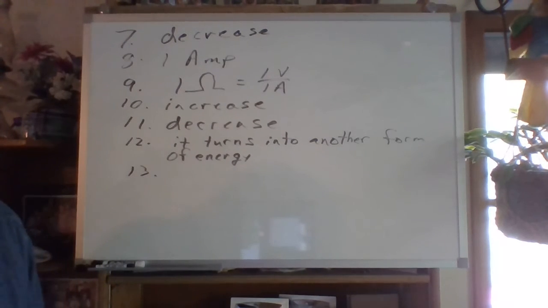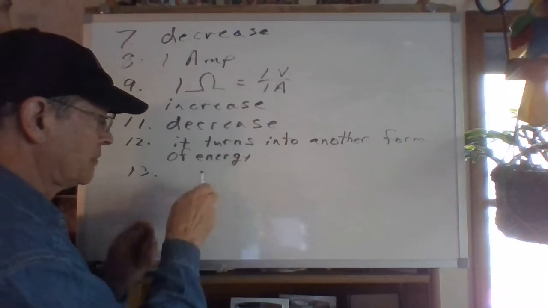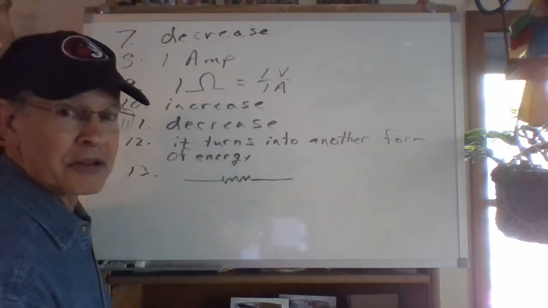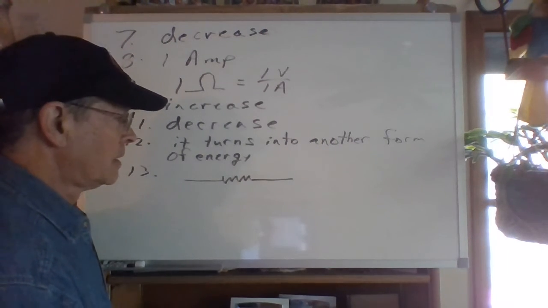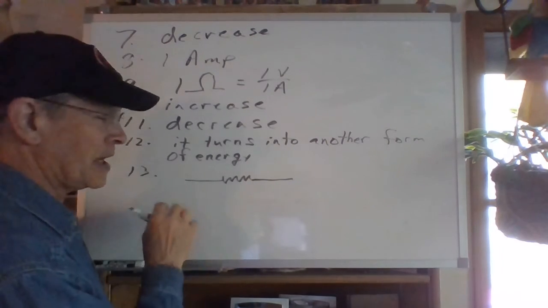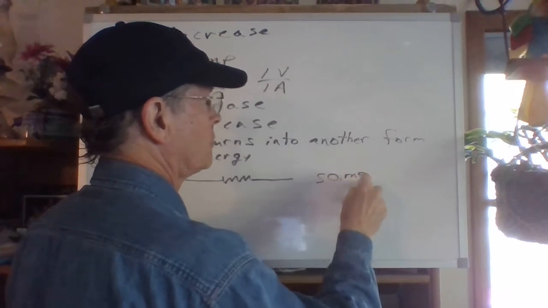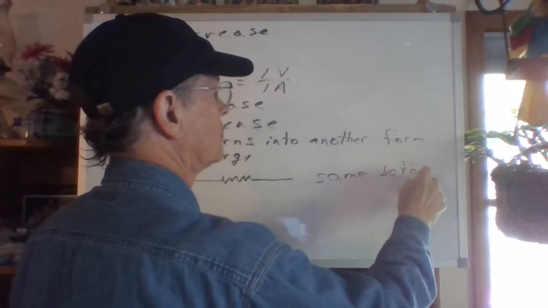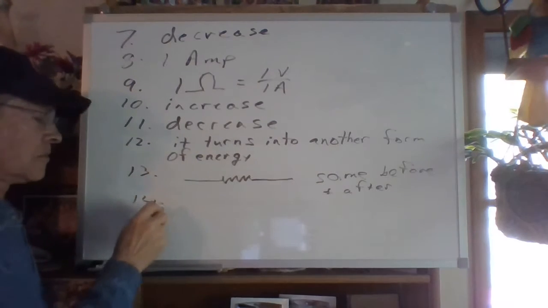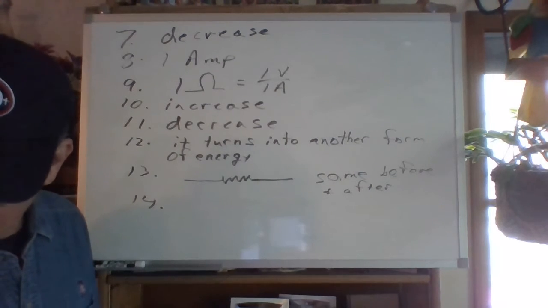13, how does the current after a resistor compare to the current before a resistor? Well, current doesn't disappear. If a certain current flows into a resistor, the same amount of current has to flow out of the resistor. It doesn't disappear. Unless there's a short to the ground or something that's connected, but that would be a different path. It's the same before and after.